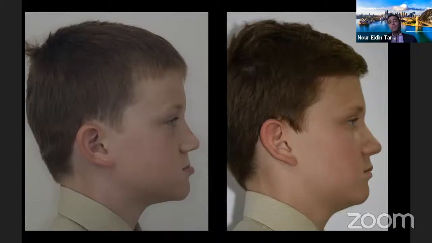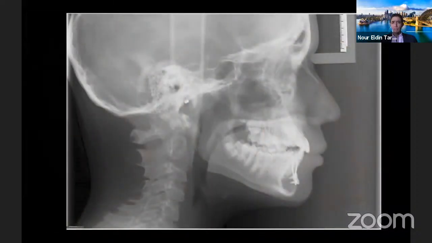Now this is him going into high school. So a significantly good change in the profile. And now we did a follow-up CEPH. This is after a total of 28 months of maxillary protraction treatment.